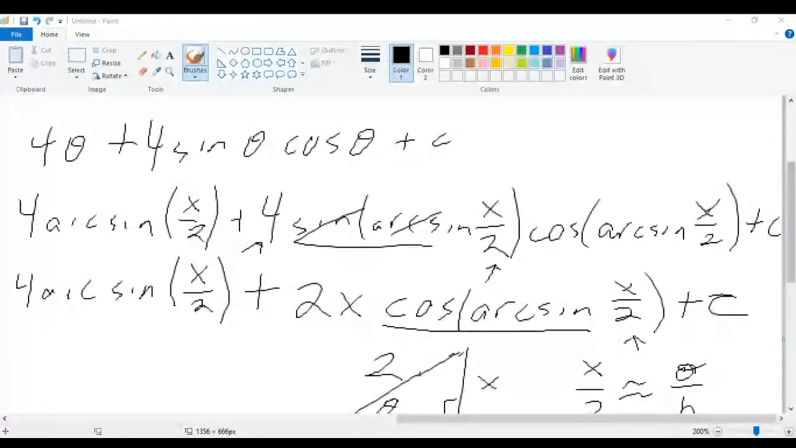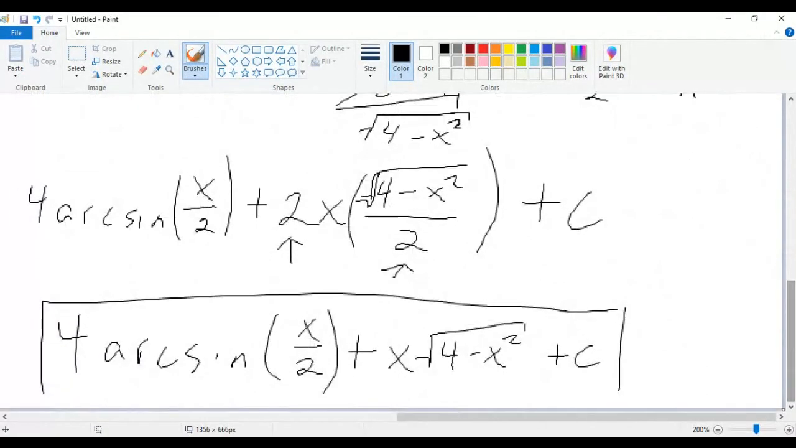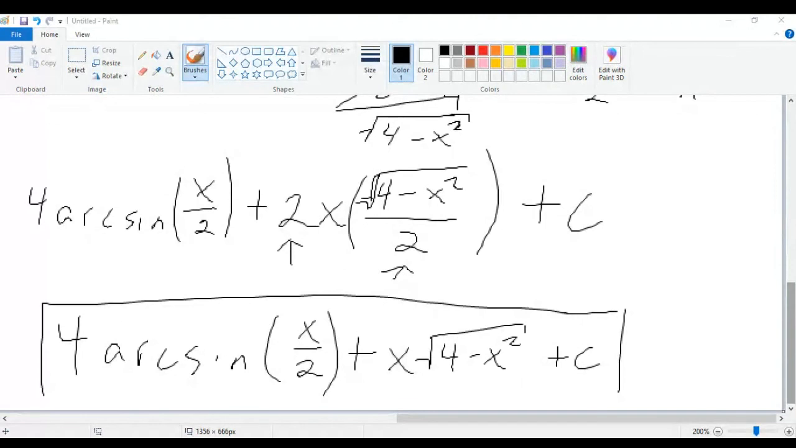Other than that, some things that'll make it a lot easier are just knowing your trig identities. Because if you don't know them, these problems get harder.